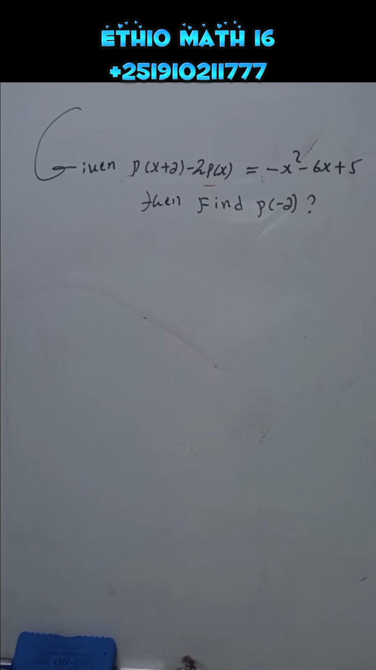On today's lesson, I'm going to explain how we are going to determine the image of the polynomial function p under -2. Is that how we determine the image of -2?